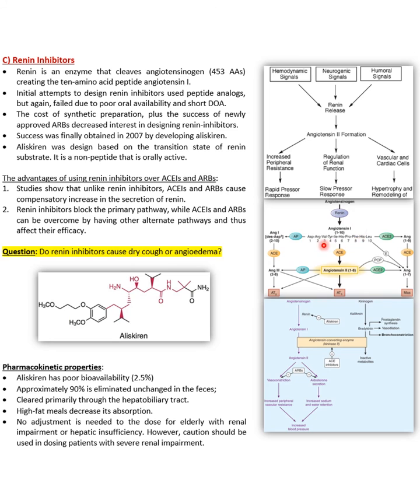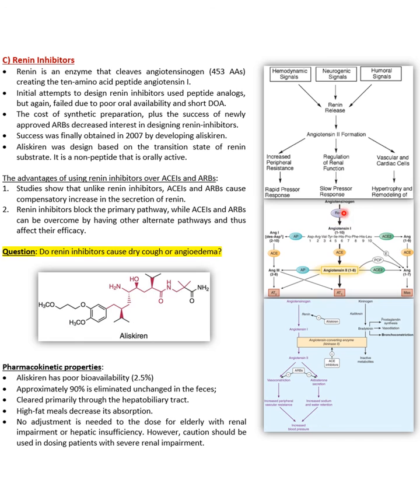Besides, it was found that if we use the ACE inhibitors and the ARBs, this causes a compensatory increase. It's like a feedback that leads to an increase in the concentration of the enzyme renin that is released, and this can reduce the effect of these drugs that work on the ACE and block the receptor. While in the case of renin, if you inhibit the renin enzyme, then the effect is more significant.